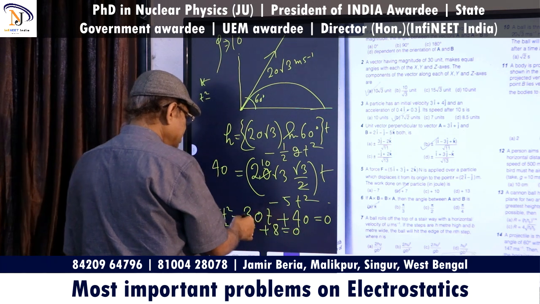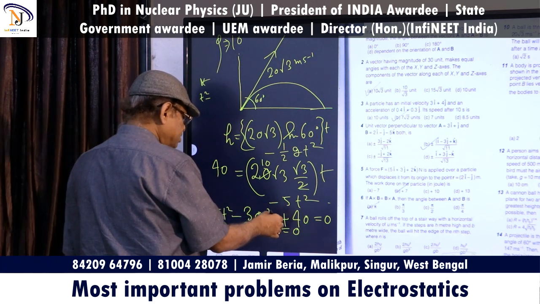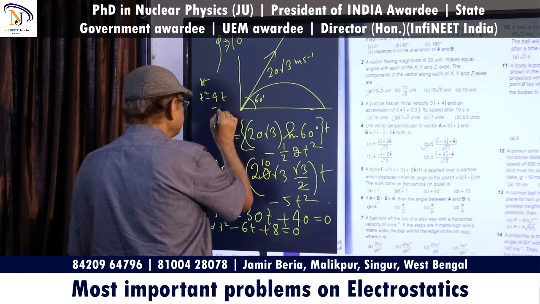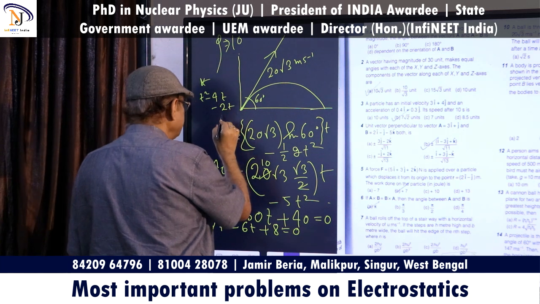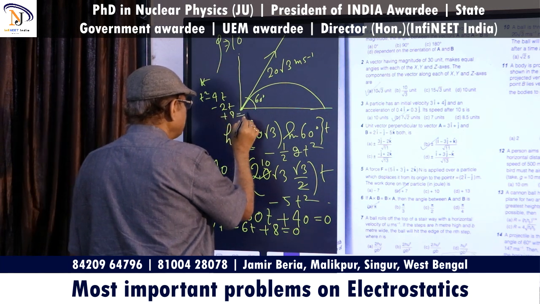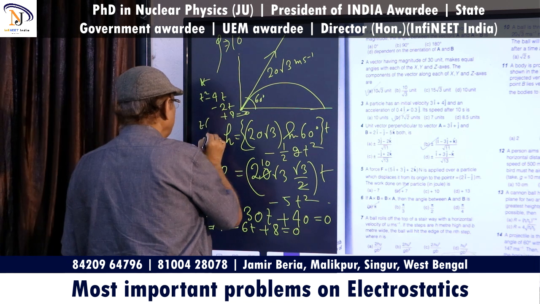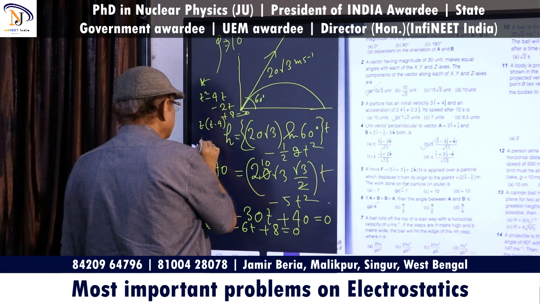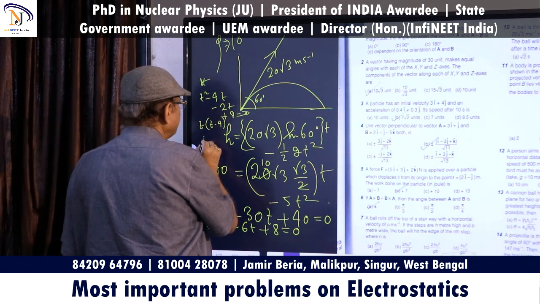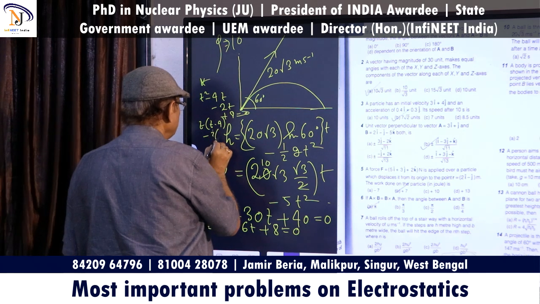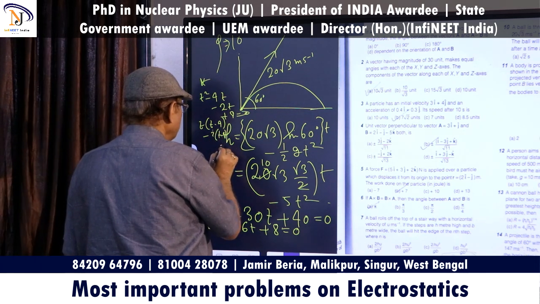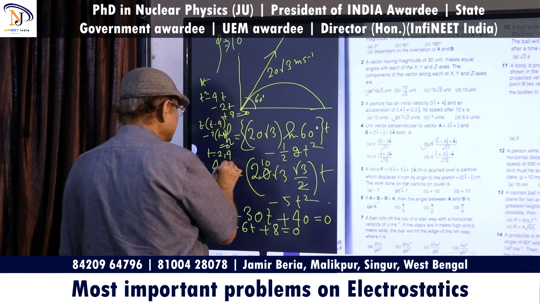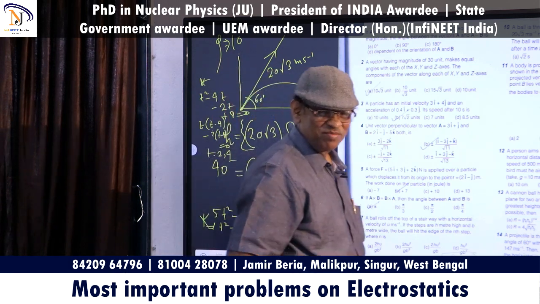Here it is 6. Here it is 2 minus 4T minus 2T means 6T plus 8 equals to 0. T common, T minus 4, and another is minus 2. T minus 4 equals to 0. T equals to 2 and 4. Yes, that is why they have given this problem.